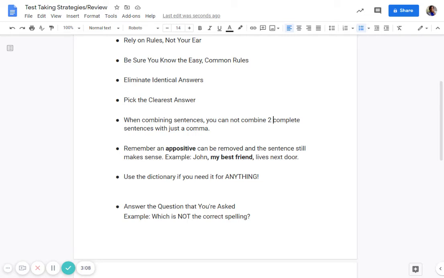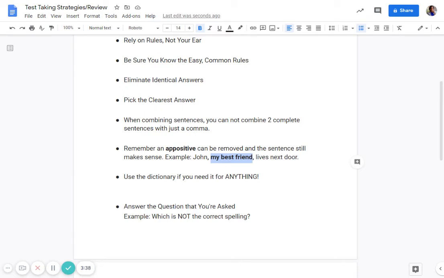Remember appositives. Okay, remember they can be removed and the sentence still makes sense. Here's an example. John, my best friend, lives next door. The appositive, my best friend, if I take that out, John lives next door. Okay? So the appositive is always set off by a comma and then you close it in with a comma. Remember, it can be removed.